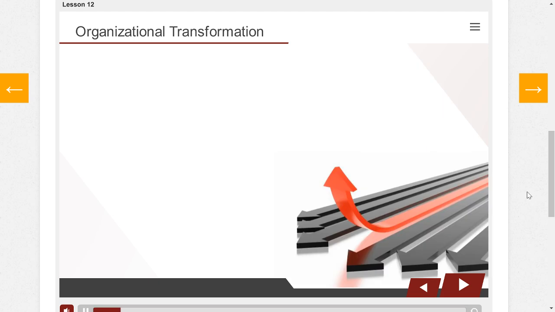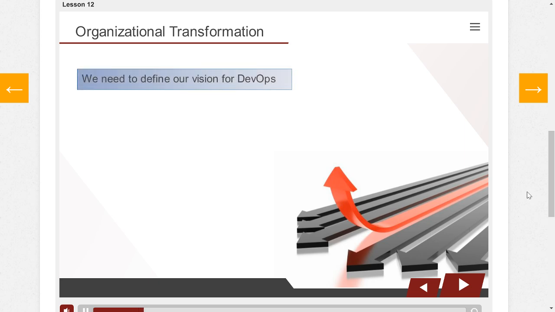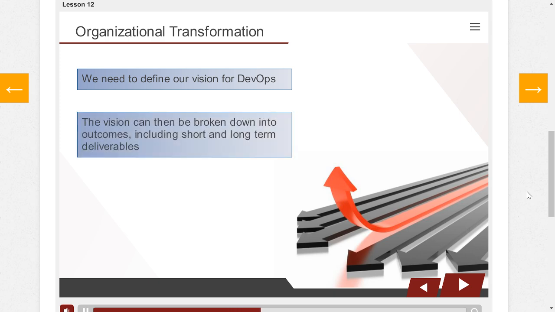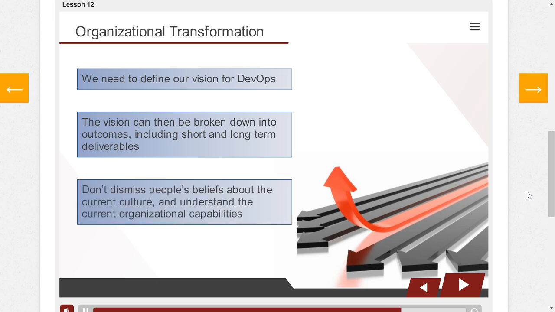Once the stakeholders have been identified, we need to define our vision for DevOps. There will be different perspectives, all of which need to be understood in order to reach a consensus for the organization. The vision can then be broken down into outcomes, including short and long-term deliverables. It's important to be realistic at this point and consider what is right for your particular organization. Don't dismiss people's beliefs about the current culture and understand the current organizational capabilities.